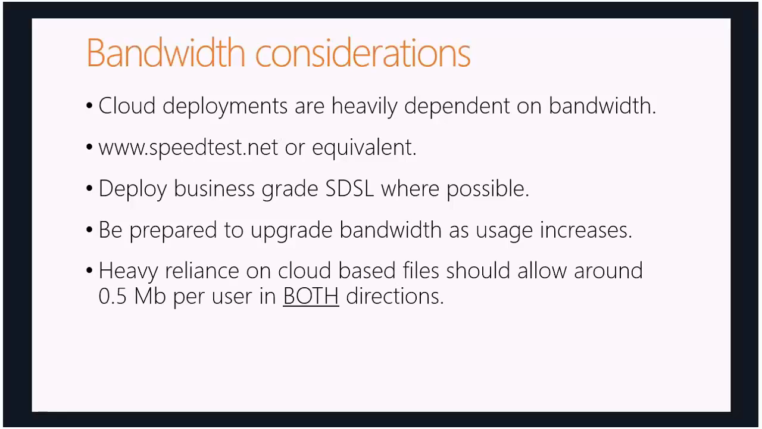Okay, so again, as I mentioned, if there's a heavy reliance on file usage, then you need to have some sort of allowance to compensate for that. A rule of thumb is probably around half a meg per user in both directions. So you can see that it doesn't take much to get up to something like 5 meg up, as well as 5 meg down. Remember that once you become heavily reliant on cloud-based files, that's certainly going to create significant load, or significant contention, on the broadband connection.